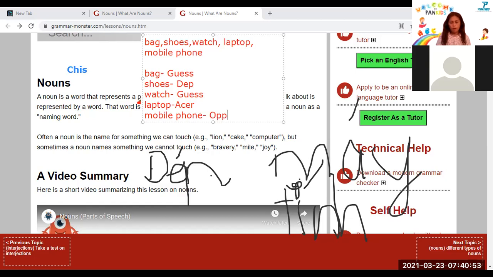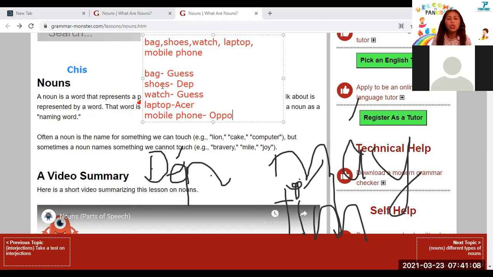Teacher's is Oppo. I don't have a mobile phone. Oh, look at the teacher's Oppo. That's the mobile phone of teacher Ann. Oppo. Okay, teacher Ann has it. If you don't have one, the teacher has. Okay, look at this one.